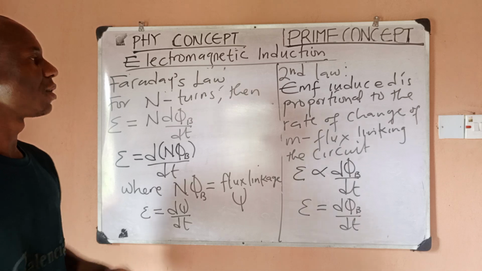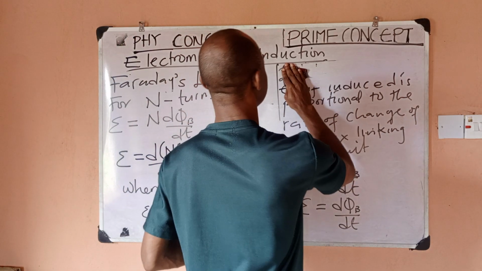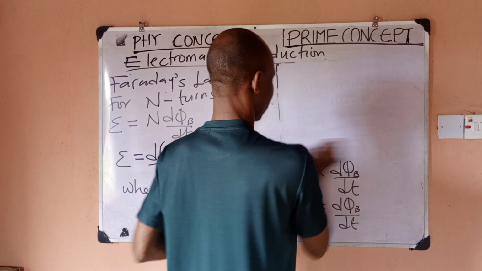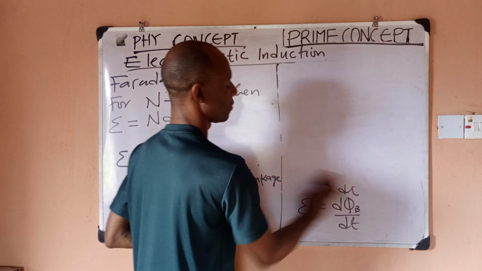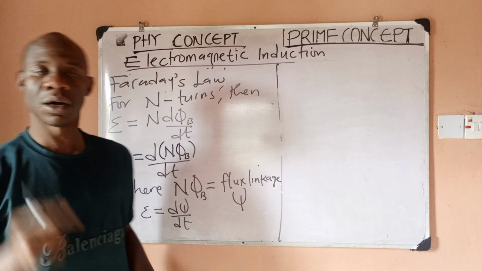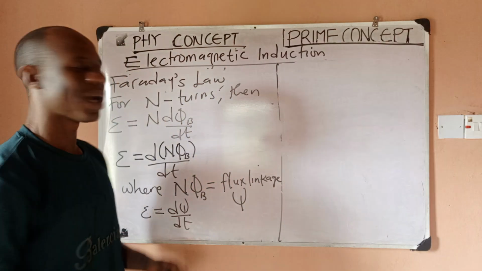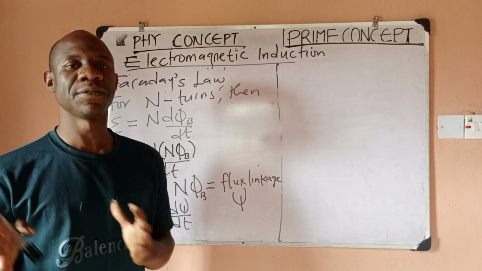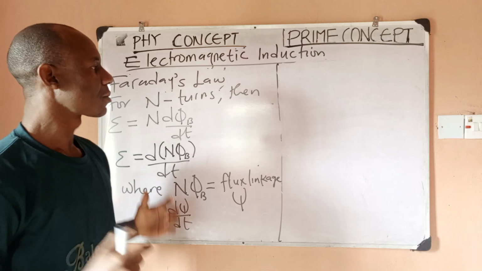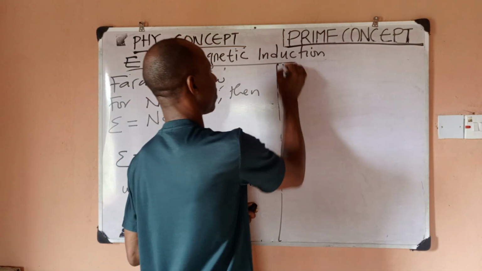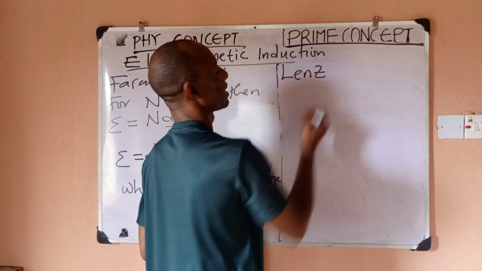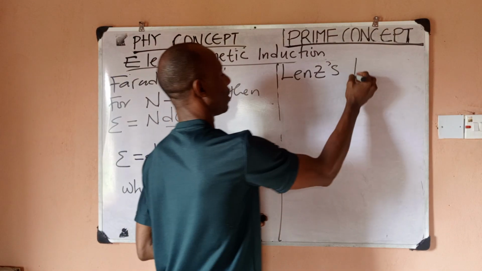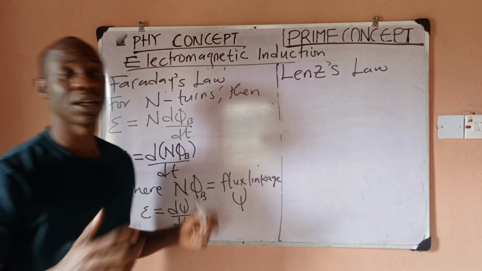This is incomplete. Now, a modification was made to Faraday's law. The modification was made to include the direction of that EMF so as to obey the law of conservation of energy. So that is why that modification was made to Faraday's law, so that this law can follow the conservation of energy principle. Now, who made the modification to Faraday's law? The scientist is who we know as Lenz, and we know this law today as Lenz's Law.